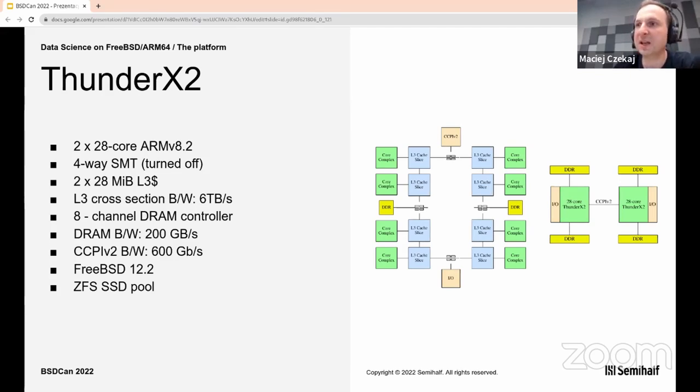The interconnect bandwidth, you can see that it's smaller than the overall DRAM bandwidth. So it's actually much more beneficial to use local DRAM, not to share data between sockets. But in my case, this is trivial parallelism, because each application is using its own data. So that wasn't a problem. And I'm using FreeBSD 12.2, and the storage system was ZFS-backed, on SSD storage.